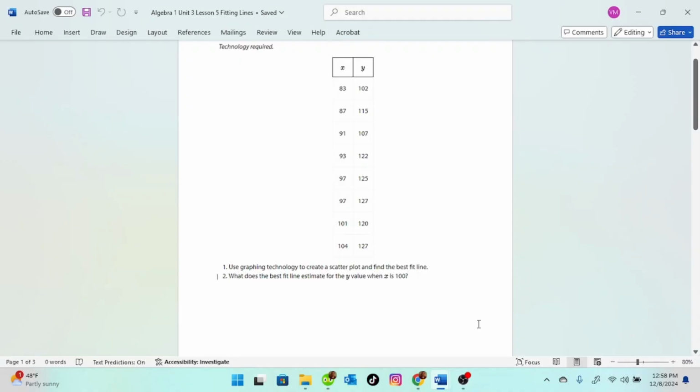Our first practice problem says technology required. Anytime we see that, we are going to be using the Desmos.com graphing calculator. They give us a table of x and y values, and number 1 tells us to use graphing technology to create a scatter plot and find the line of best fit. So, like I said, anytime we see technology required, you should be thinking about the Desmos.com calculator.